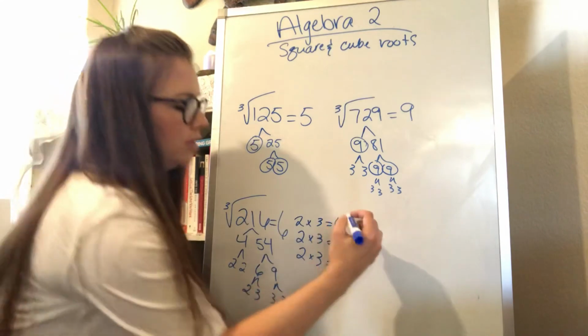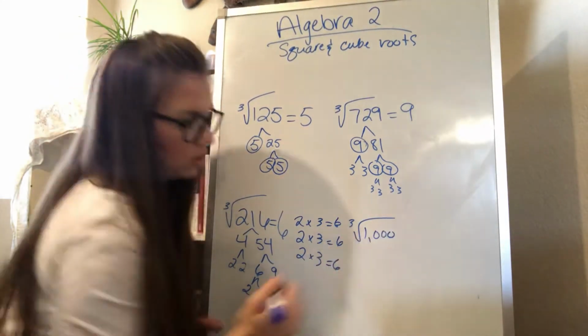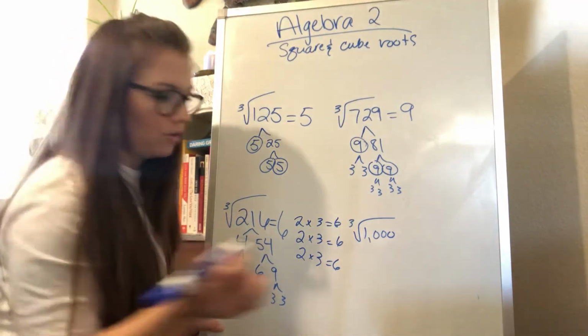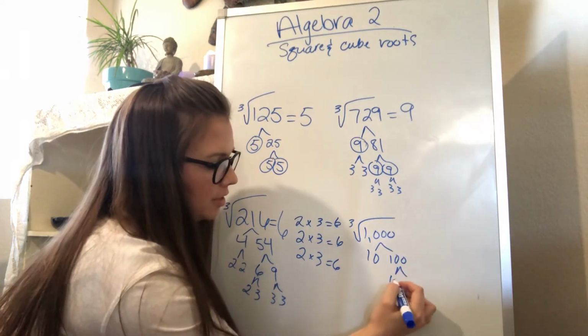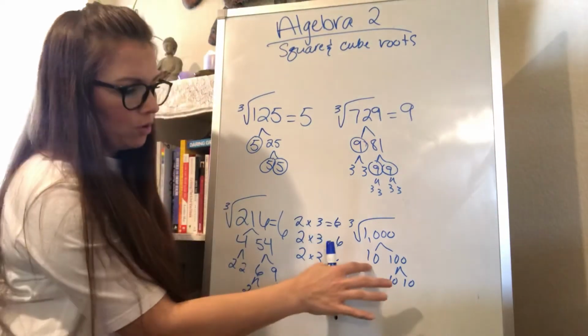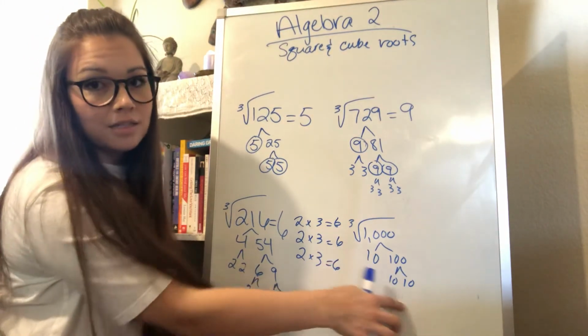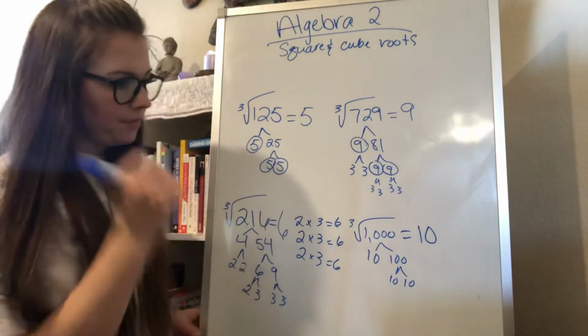Here's a real fun, easy one for you. Cube root of 1,000. How do you get 1,000? 10 times 100, right? Okay, 100 breaks down into 10 times 10. I could break these down into 2 and 5, 2 and 5, 2 and 5, but I can already see that I have 3 10s, so I'm just going to keep them. And my cube root of 1,000 is 10.